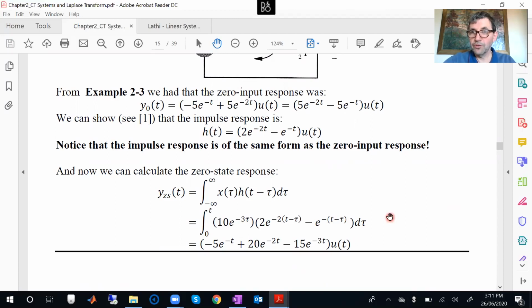This time I'll leave you to work out the calculus, the integration. These exponentials are quite easy, slightly more tedious than the previous one, and this is what you get. And you notice 3 terms. This term and that term are to do with the impulse response, or more correctly, the zero input characteristic modes. This one here, the e to the minus 3t, is to do with the input. And that's pretty much what we tried to show right at the beginning.